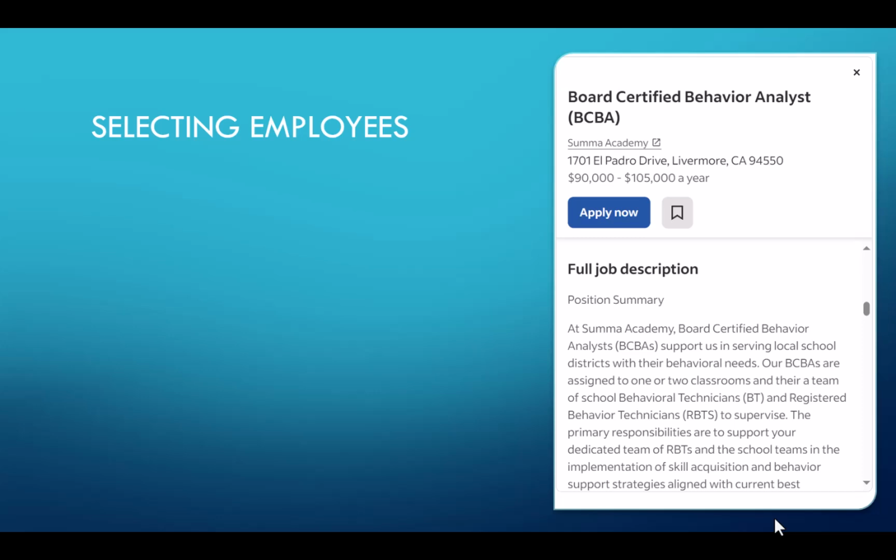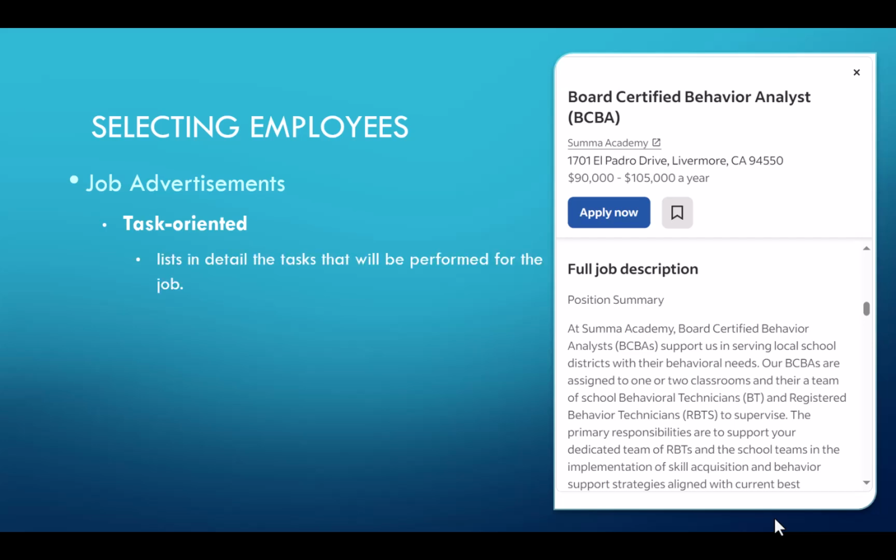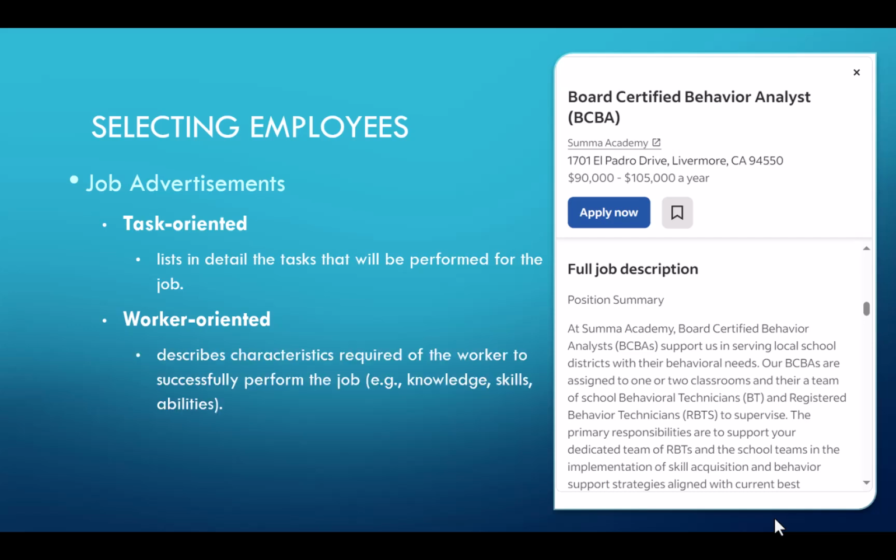Now, the descriptions in these applications can be either task-oriented or worker-oriented. So task-oriented advertisements are going to list in detail the tasks that will be performed for the job. On the other hand, worker-oriented descriptions are going to describe the characteristics that are needed to be successful on the job. So what knowledge do you need? What skills do you need? What abilities do you need?